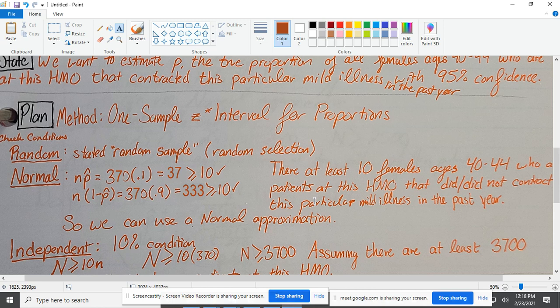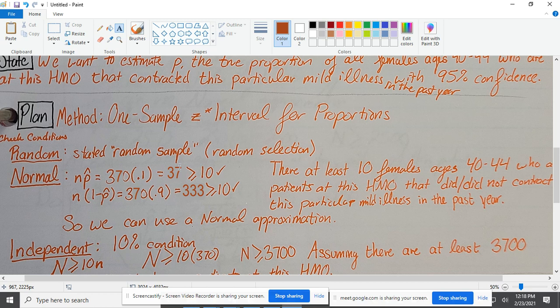Random: it's stated as a random sample. So that's random selection. You need to specify random selection when we're dealing with random there. Normal: our N was 370, which was the only thing we found from the chart. So N times P hat is 37. N times 1 minus P hat is 333. So realize if you use the calculator to do this one, like the way I told you before, you would have needed to find this 37 first. So you would be typing in 37 out of 370 if you did it through the test in the calculator.